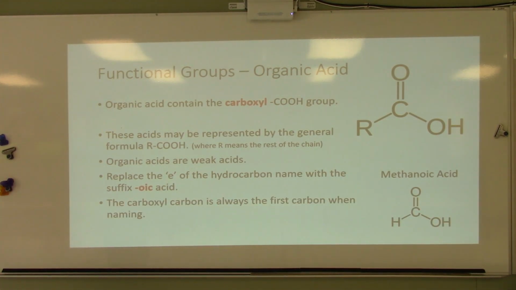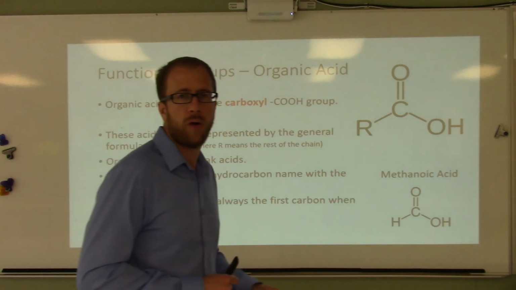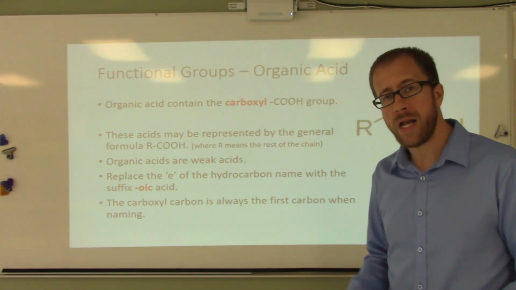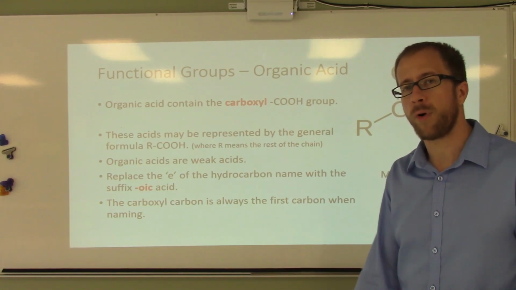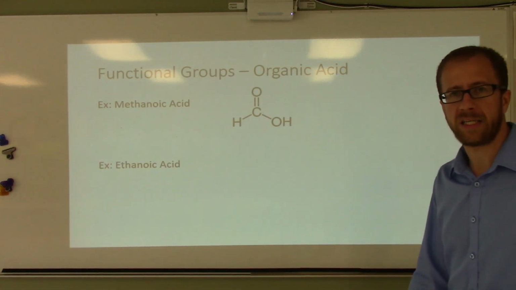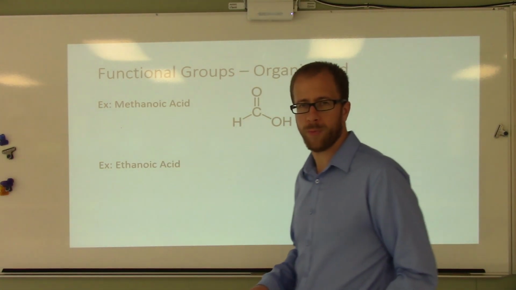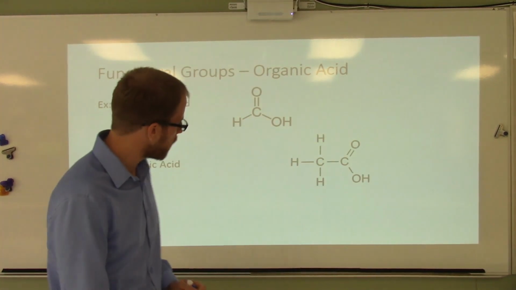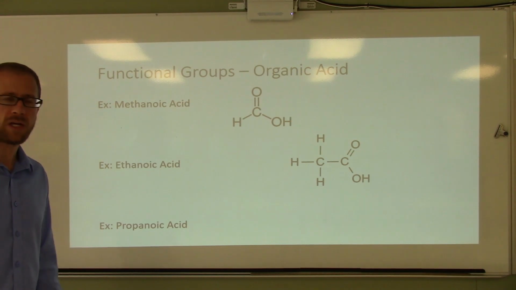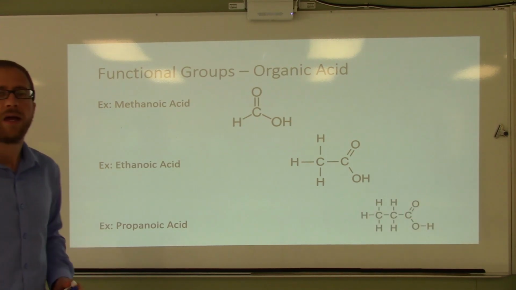Alright. When naming these, the carboxyl group is always the first carbon. Right? So whenever we name a carboxylic acid group, carbon 1 is always going to be that carboxylic acid group. So methanoic acid, what would ethanoic acid look like? 2 carbons now, right? It would look like this. What about propanoic acid? 3 carbons. Well, it would look like this.